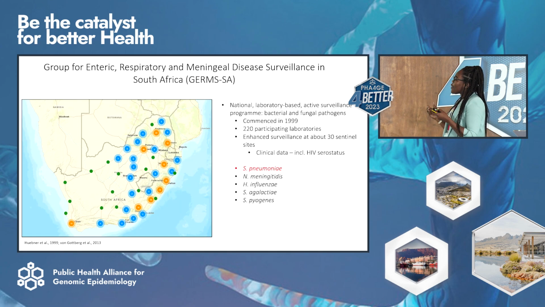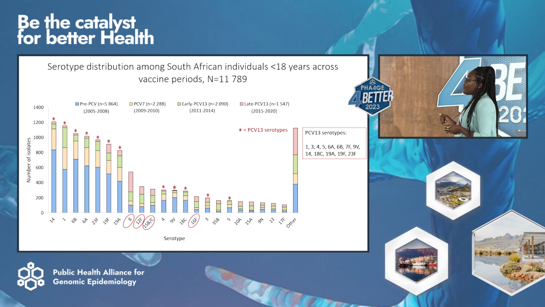Just to give a brief background of our surveillance program, it is a national laboratory-based surveillance that started in 1999. There are over 200 participating laboratories across the country. There is also enhanced surveillance where we have around 30 sentinel sites that submit additional data such as HIV serostatus and patient outcome. Our center at the NICD works on both viral and bacterial respiratory pathogens, and Streptococcus pneumoniae is one of those. And this is just to give a brief overview of what our serotype distribution looks like.